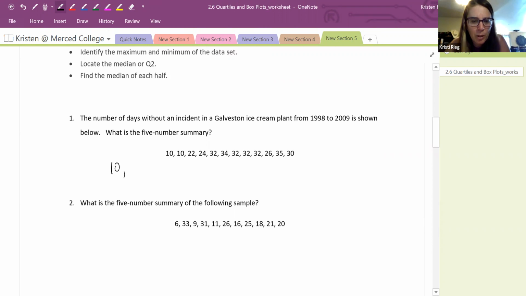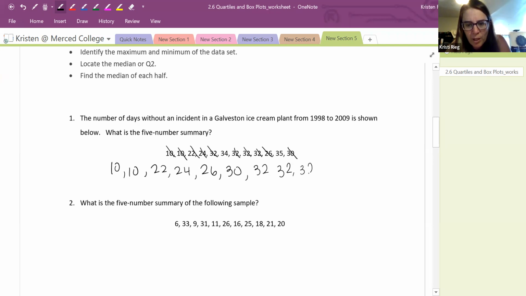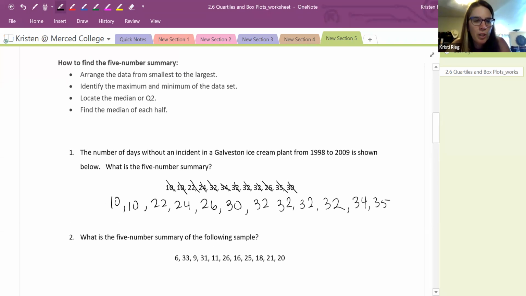So first thing we're going to do is arrange the data from smallest to largest. Looking at this data here from the ice cream plant, I'm just going to rewrite the numbers. We did this in the last video when we were doing the median. We had to write them in number order. So we have 2 10s. That's it for the teens. Then we have 22, 24. They're practically in number order, but we have this 26 over here. Then I have a 30. 1, 2, 3, 4 32s. You have to write them all because we need all of our data values in our list. And then 34, 35.